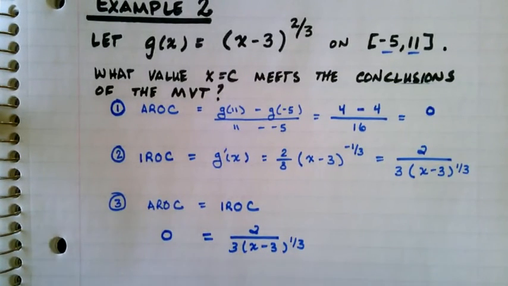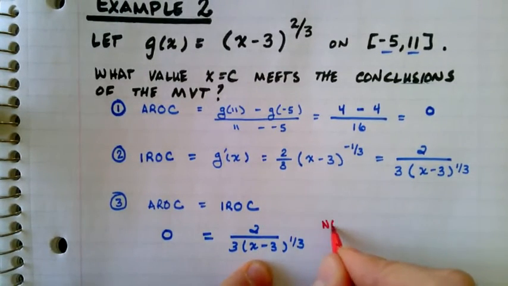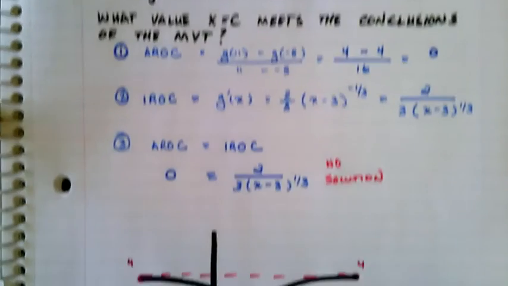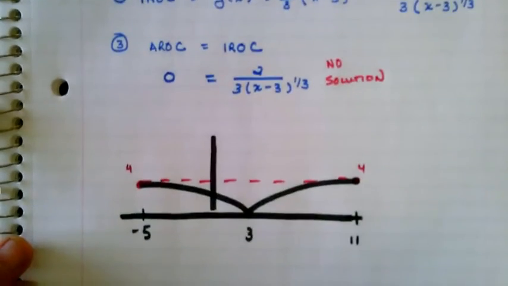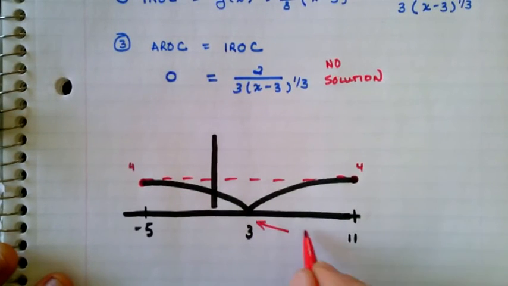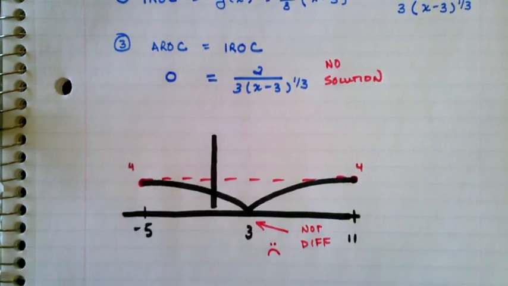And what you'll notice is that this has no solution. So we ask ourselves, why is that? And the answer is that we violated one of the conditions. Here's what the graph looks like. See that it is not differentiable at 3, which means that the conclusions of the mean value theorem might not be true.